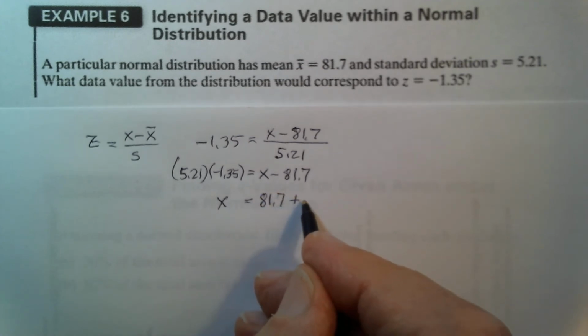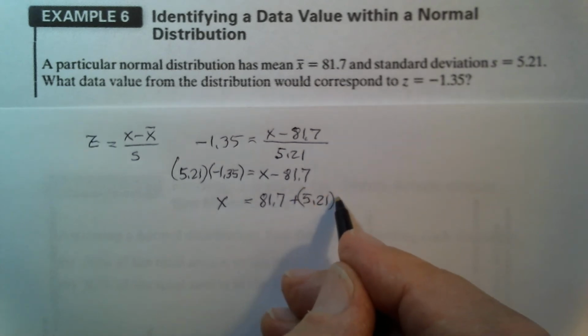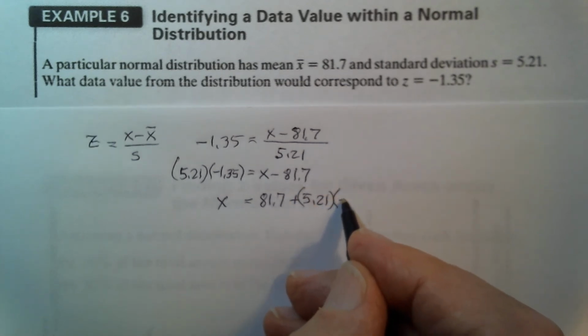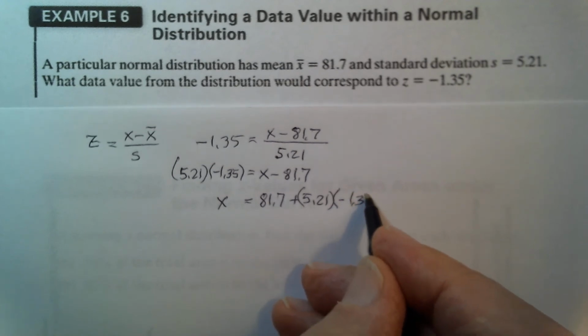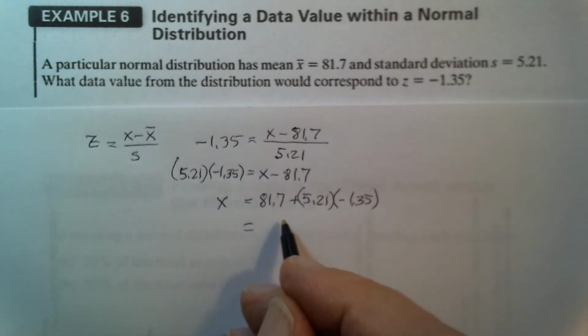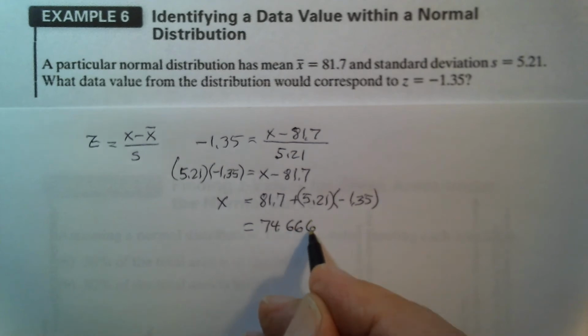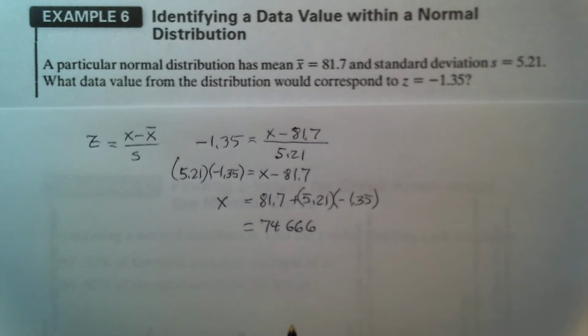So then x would be 81.7 plus 5.21 times minus 1.35, and that is equal to 74.666, or we can round it up to 74.7.